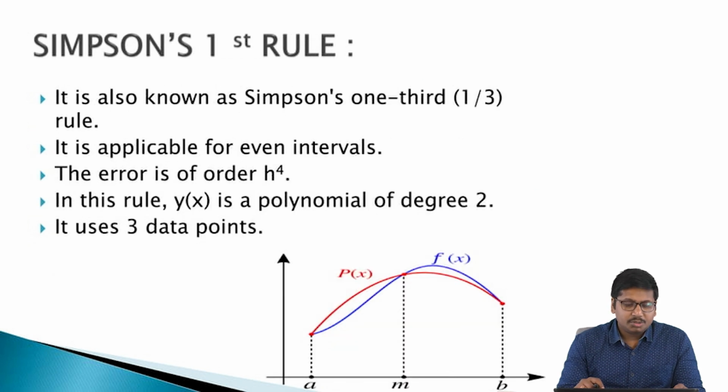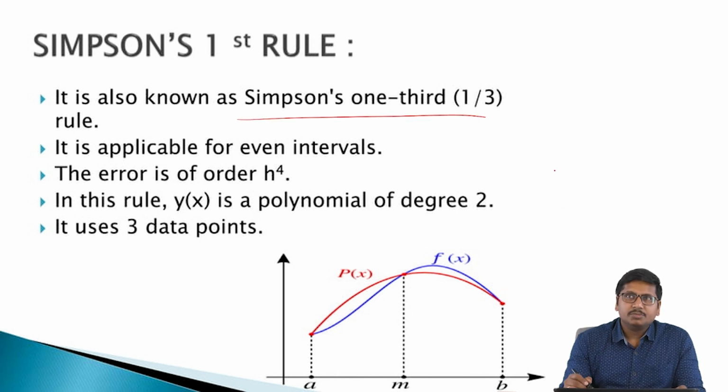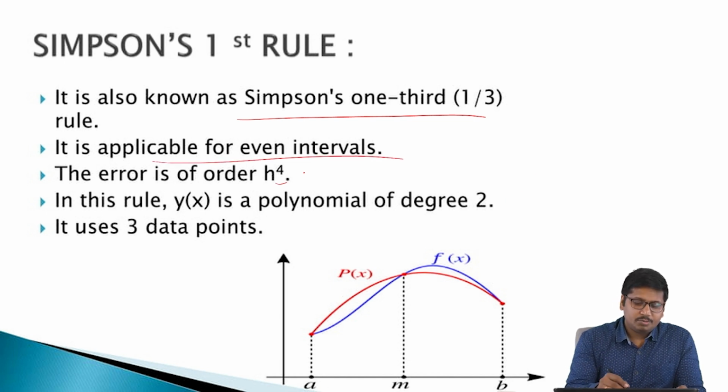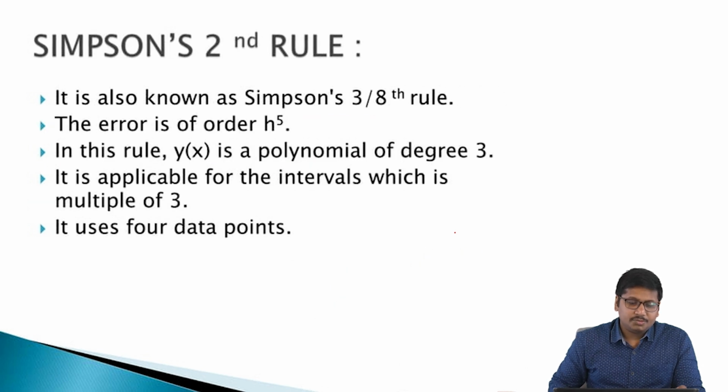And the next one is Simpson's rule. It is also known as Simpson's 1/3 rule, and it is applicable for equal intervals. The error is of order h to the power 4, and in this rule the approximating polynomial has degree 2, using 3 data points.